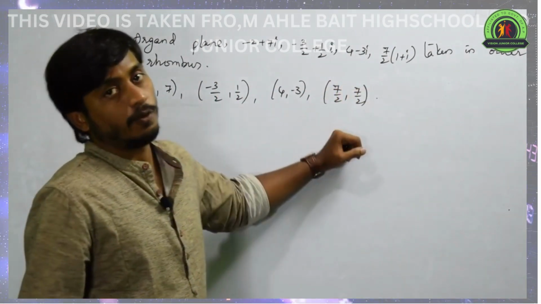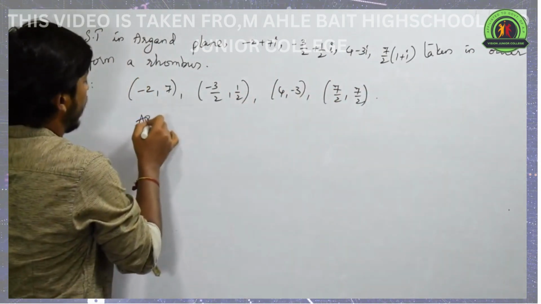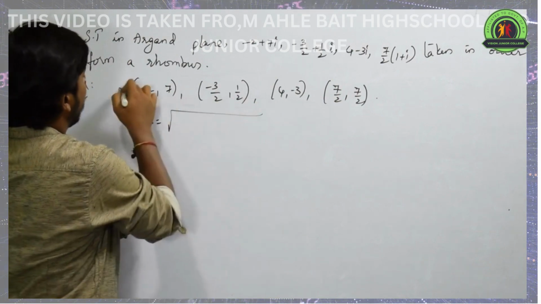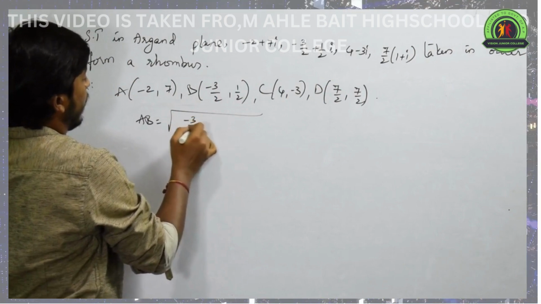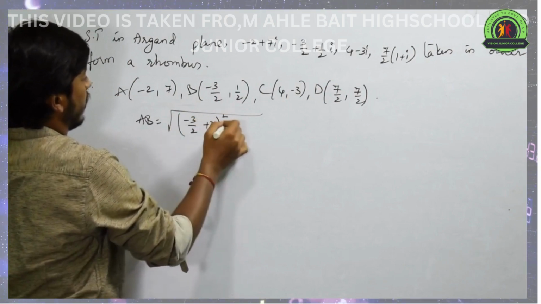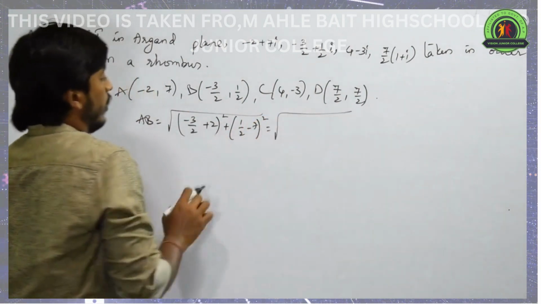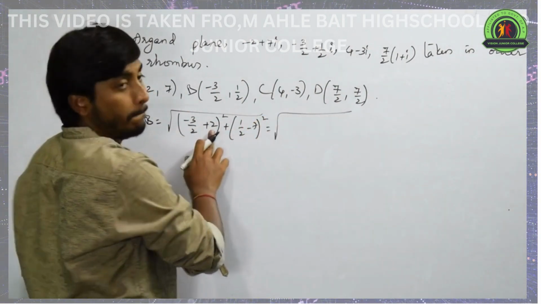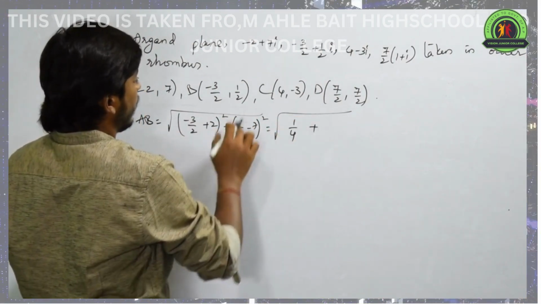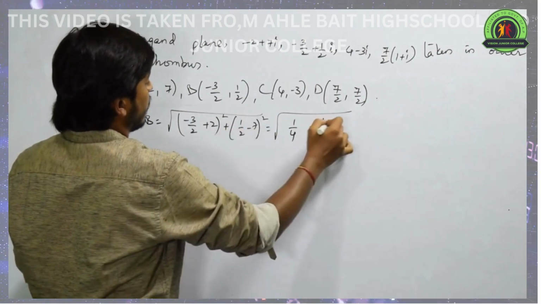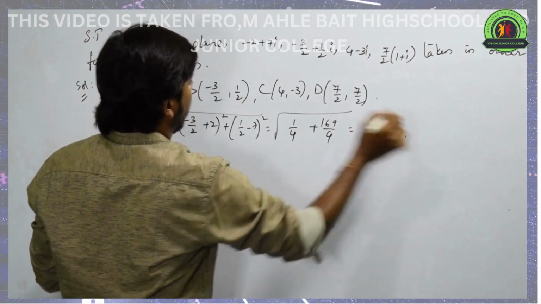Clear? These are the 4 points. Let us find all the distances AB, BC, CD and AD. Let us say these are A, B, C and D. Let us find AB: under root, minus 3 by 2 plus 2 whole square plus 1 by 2 minus 7 whole square, that is nothing but 2 2s are 4, 4 minus 3 is 1, that will be 1 by 4 plus here, 7 2s are 14, this is 169 by 4, therefore it will be under root 170 by 2.